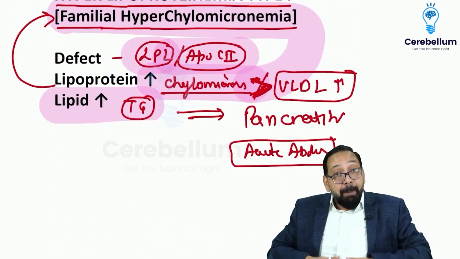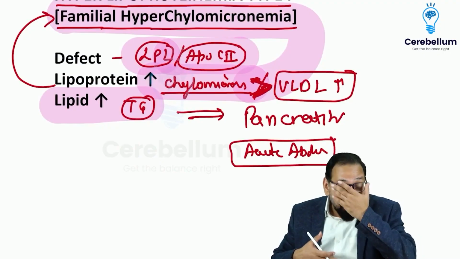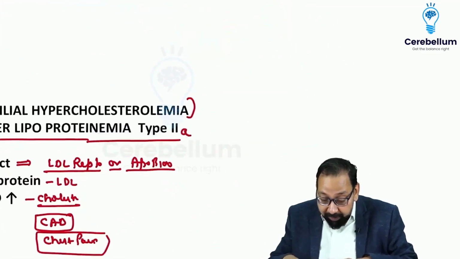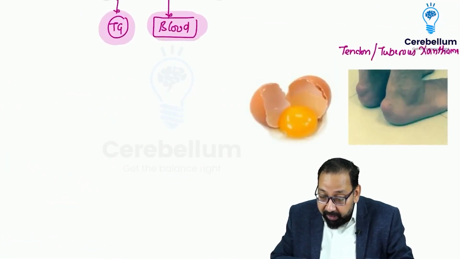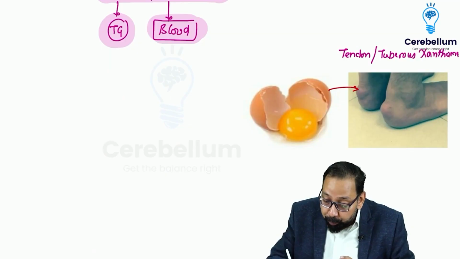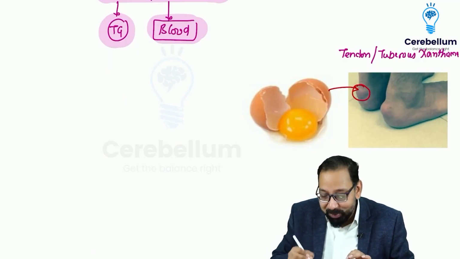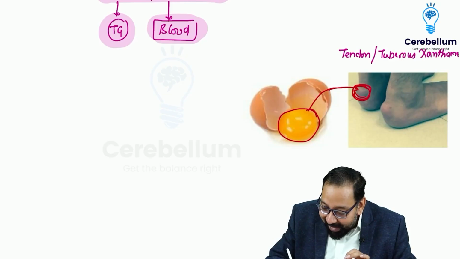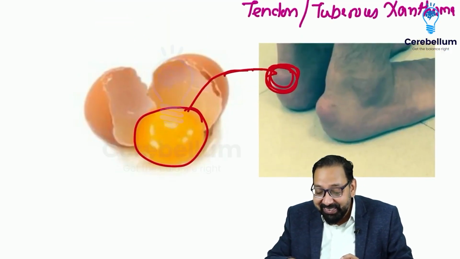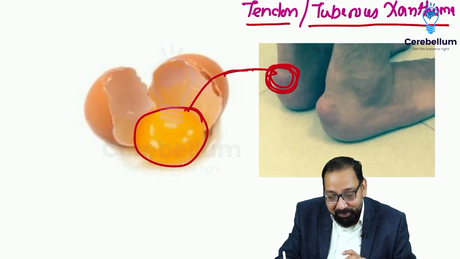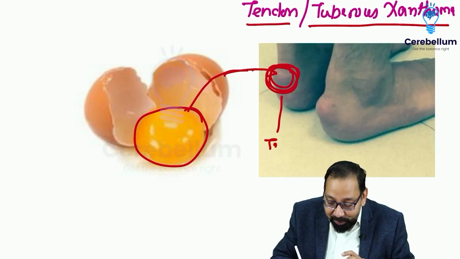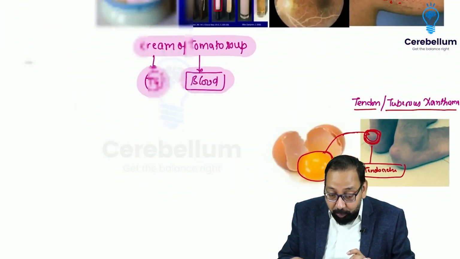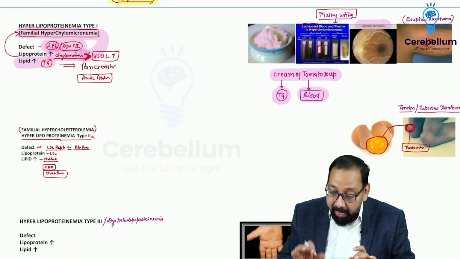Acute abdomen is 1. So type 1 hyperlipoproteinemia, acute abdomen. Type 2 hyperlipoproteinemia, chest pain. And when cholesterol is increased, this cholesterol is deposited in tendon to produce tendon xanthoma. I remember cholesterol as egg yolk. So mnemonic, if I deposit this egg yolk at this point, you will say, yes, this is tendon xanthoma or tuberous xanthoma, and the most common site is tendo Achilles. Most common site of tendon xanthoma.